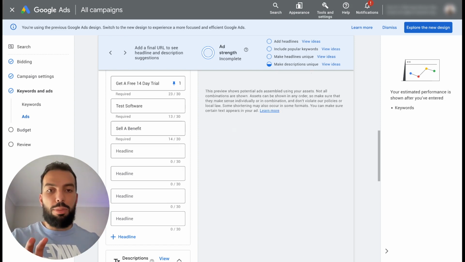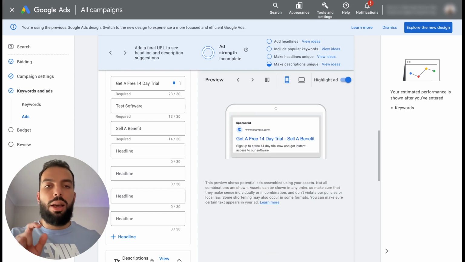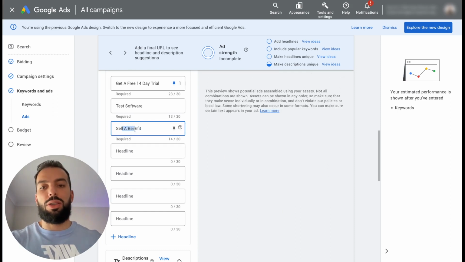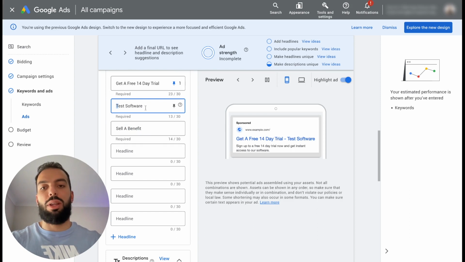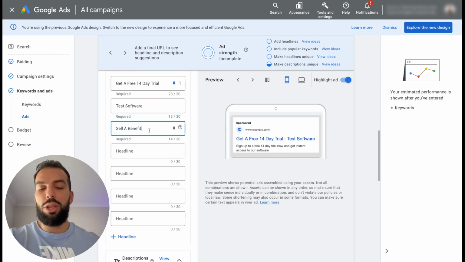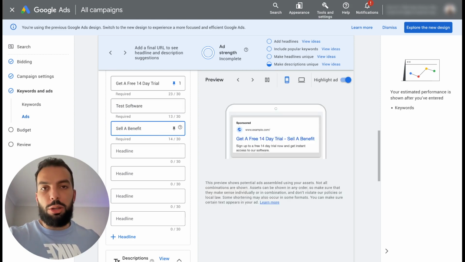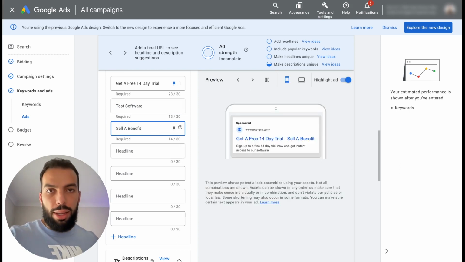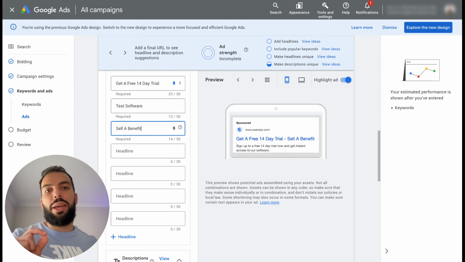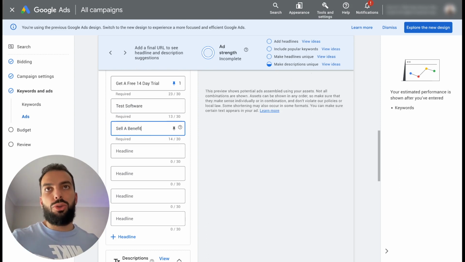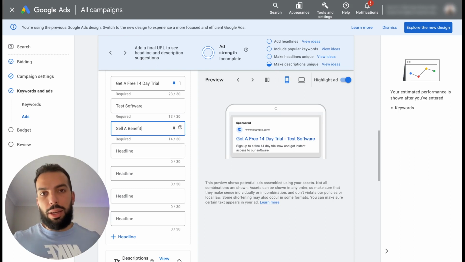So what you would do is keep this one running. For example, pin the get a 14-day free trial in headline one for this specific ad, and obviously sell a benefit in your next headline, put your software name in another one, and so on. Then once you submit the ad, you want to duplicate it and replace the get a 14-day free trial with an extended length of trial. So instead of 14 days, do get a 1 month free trial. That's one thing that you could test.